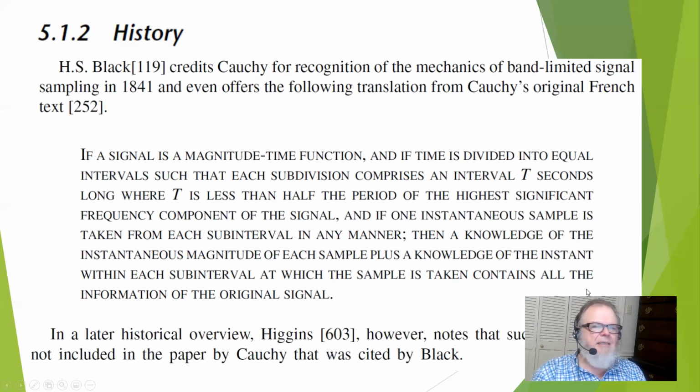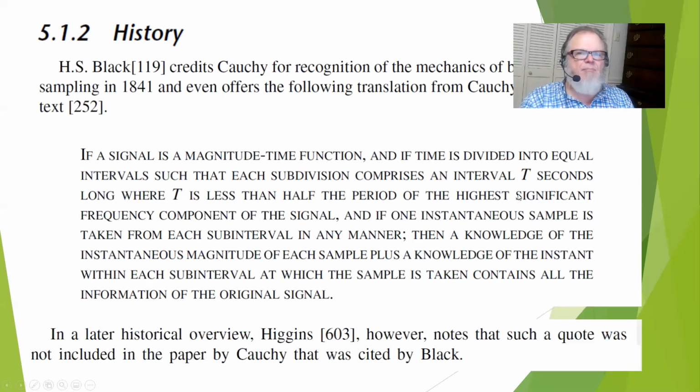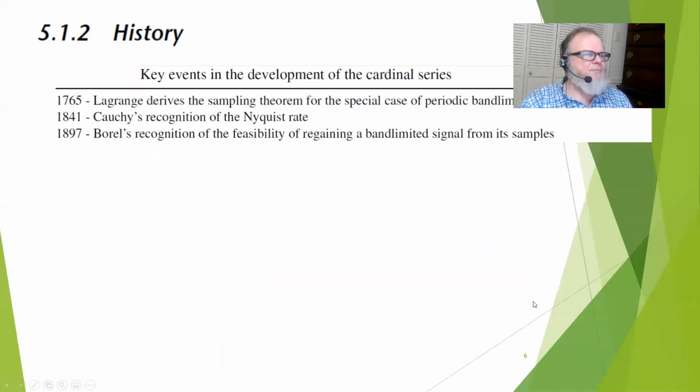And Higgins said, you know what, I looked up this reference that Black gave, and nothing's there. I don't know where this quote came from. So the discovery by Higgins kind of cast Cauchy's contribution in question. I don't think there's any way that Black would have phonied up the quote that we see here, but clearly he referenced it incorrectly. And I know of no one that's found the quote that Black credits Cauchy with. So Cauchy's contribution is a little bit questionable, but that's life, I suppose.